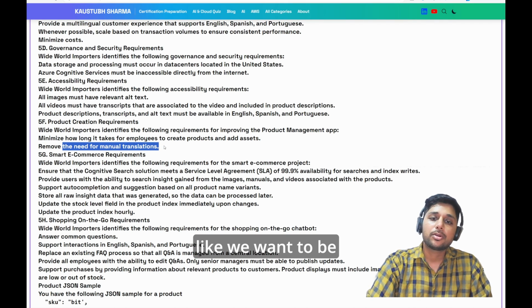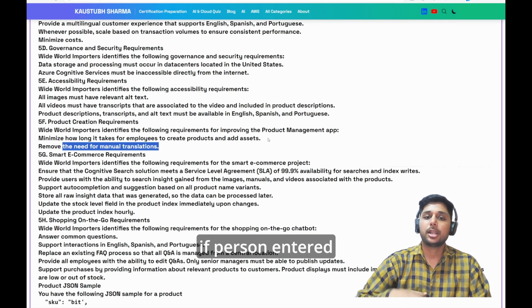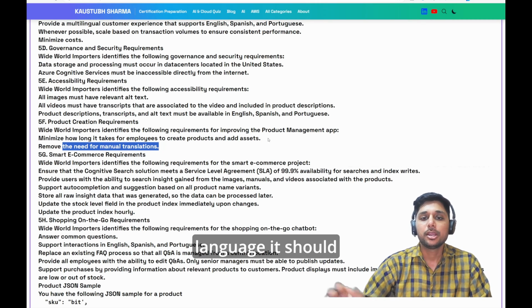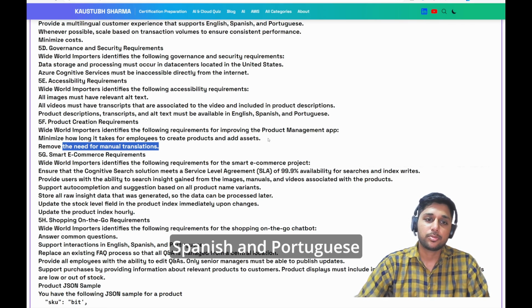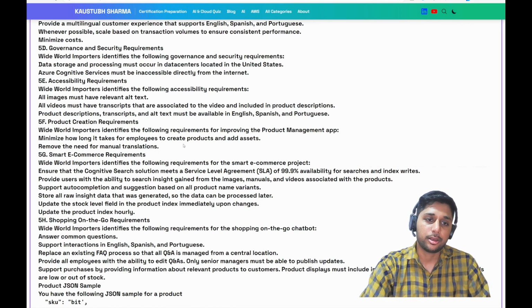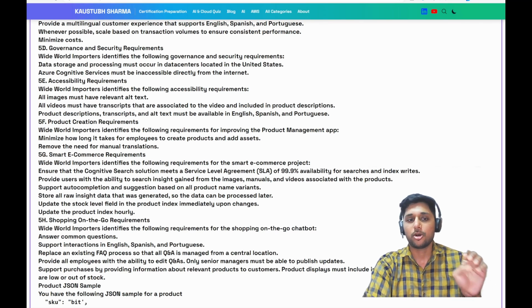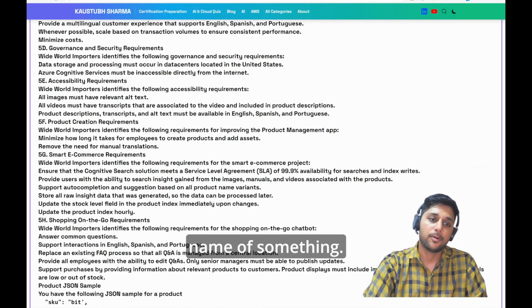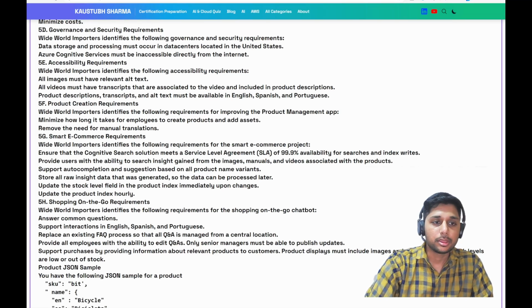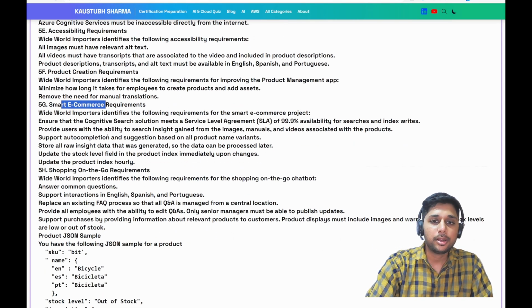If a person enters text in English, it should be automatically translated, like the product description and product name. It should be translated to Spanish and Portuguese automatically. They don't want to be asked to put in a Spanish name of the product or a Portuguese name of the product, something like that. Then there is a smart e-commerce requirement.